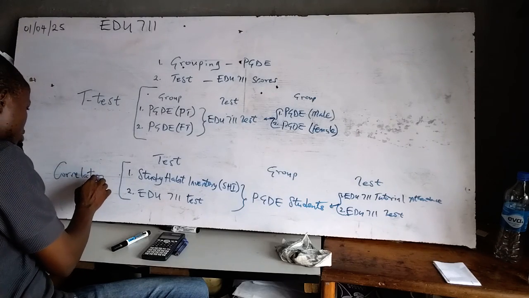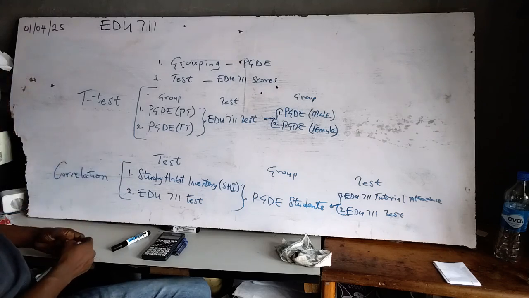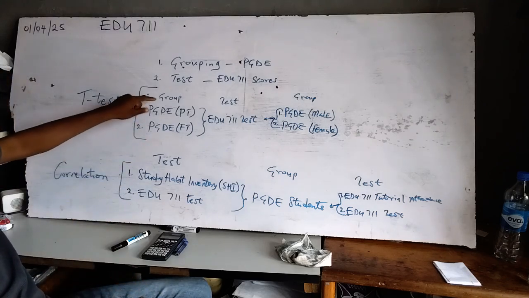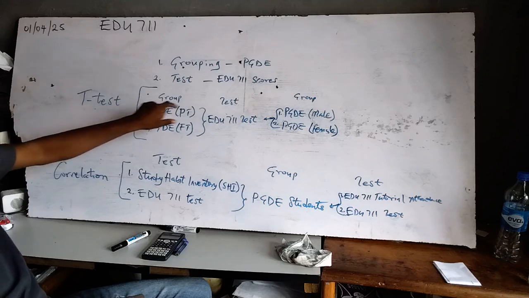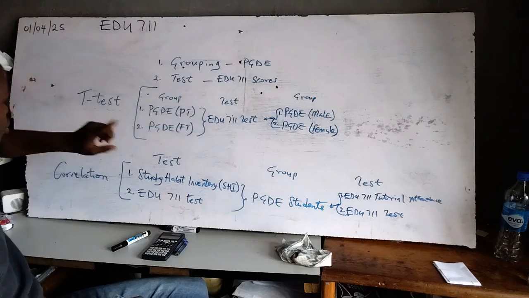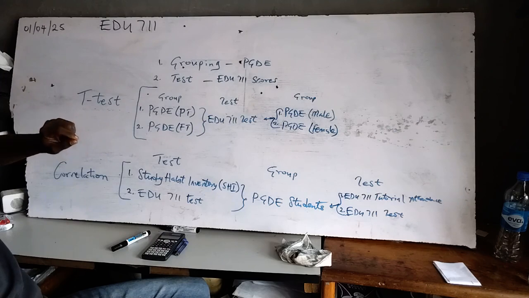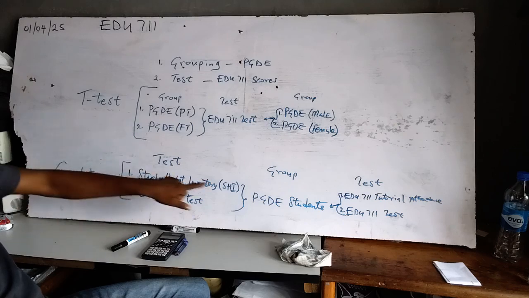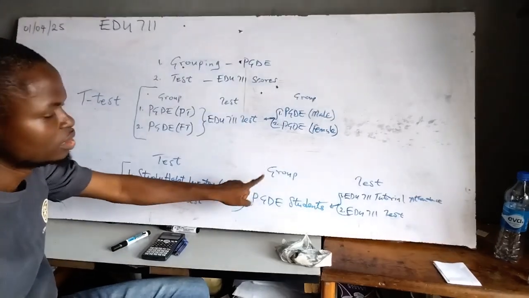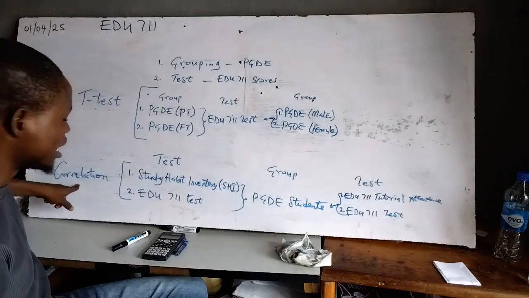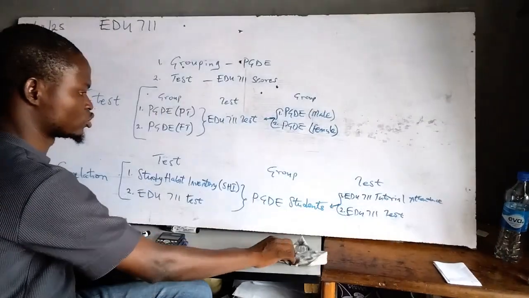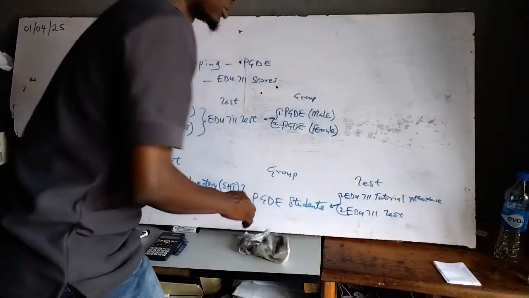Is what? Correlation. That is the ideal test. So in summary, when you have 2 groups and 1 test, you know that what you are expected to carry out is t-test. But when you have two tests and one group, then no doubt about it, you are expected to use correlation. So take note of that. It's very important.